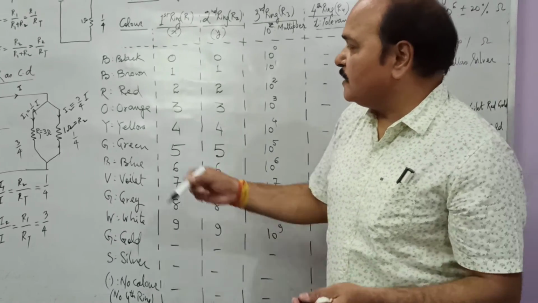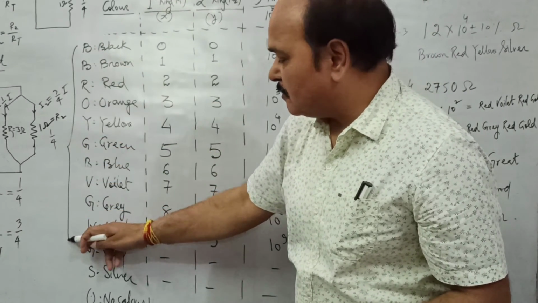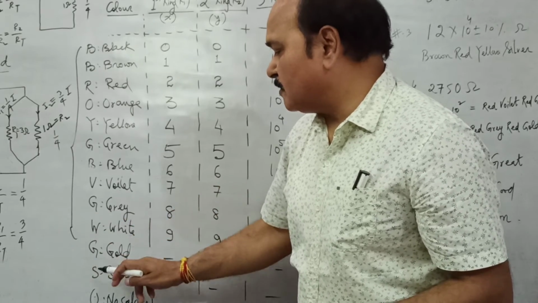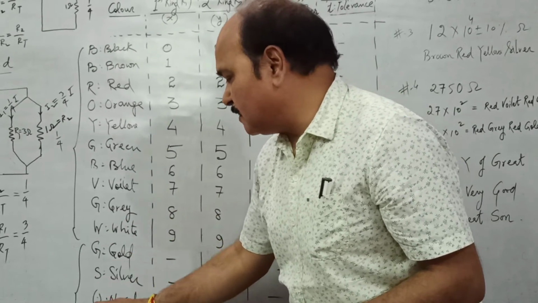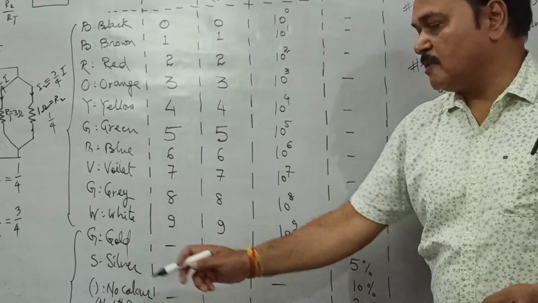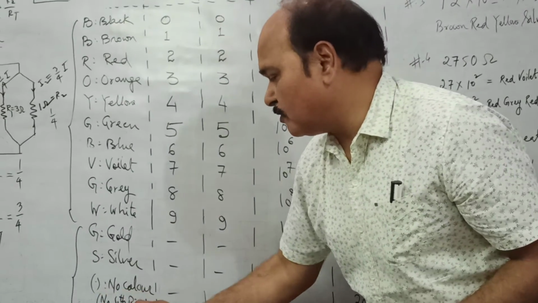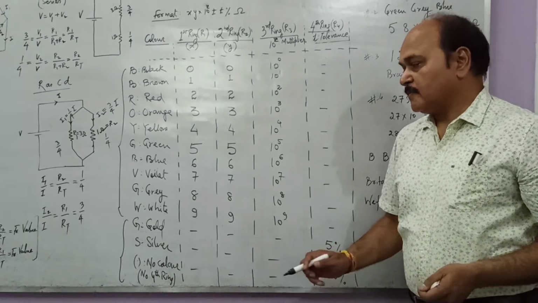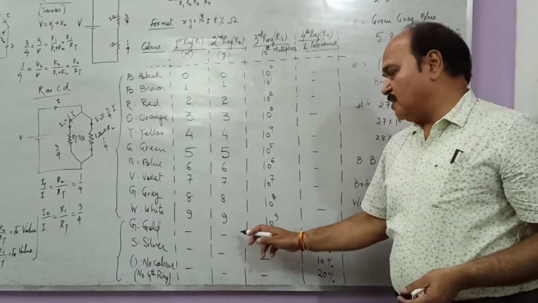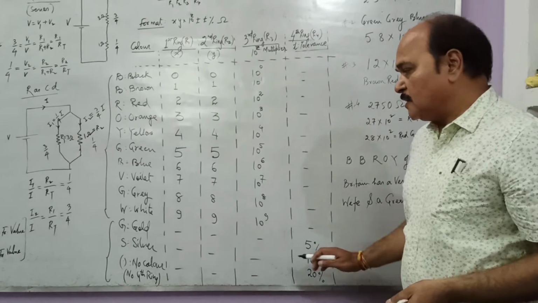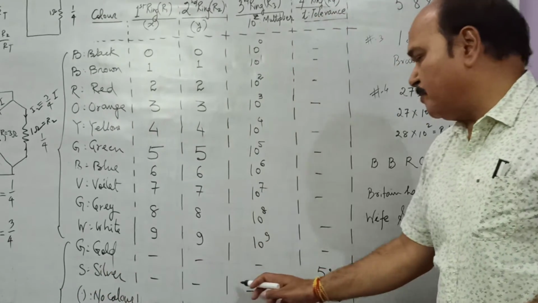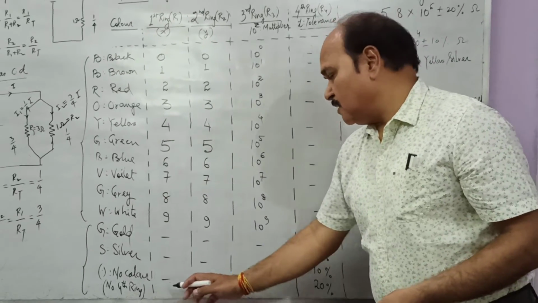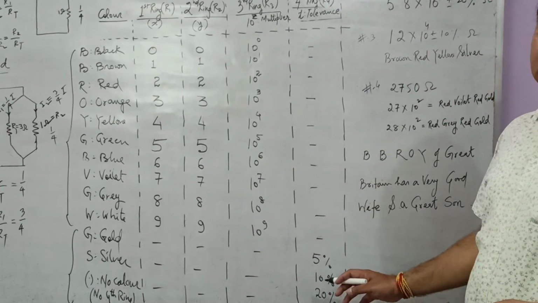Remember, none of these colors represents any tolerance. Tolerance is represented by only these two colors. The third one is not there. The fourth ring would be either of these two colors or it won't be there. So if the fourth ring is gold, it represents a tolerance of 5%. If the fourth ring is silver, it represents a tolerance of 10%. And if the fourth ring is not there, it represents a tolerance of 20%.